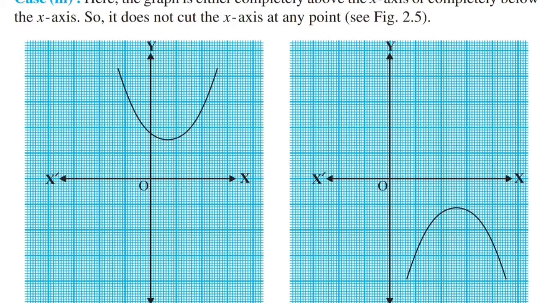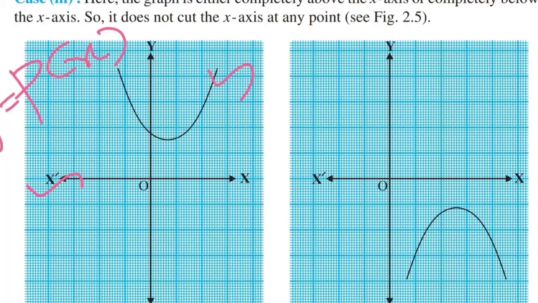Now we have the third case. Look at the first case. Here the graph has no intersection with the x-axis. This is the x-axis, this is the graph. The graph does not intersect the x-axis. So from this we can understand that the polynomial p of x has no zero, because the graph of y equal to p of x does not intersect the x-axis. There is no intersection, so it means no zeros.